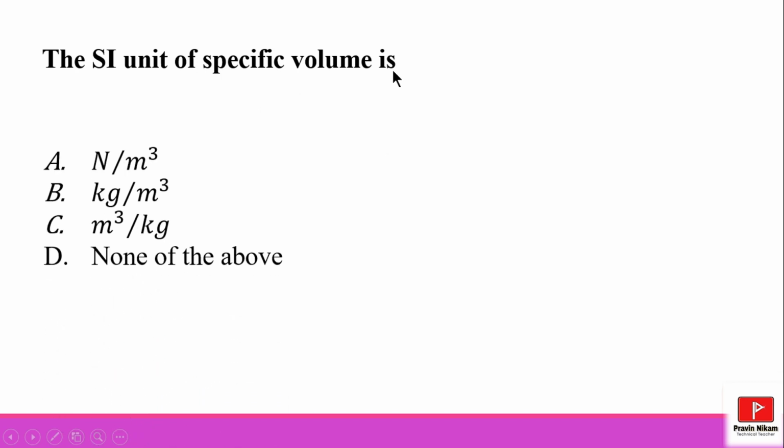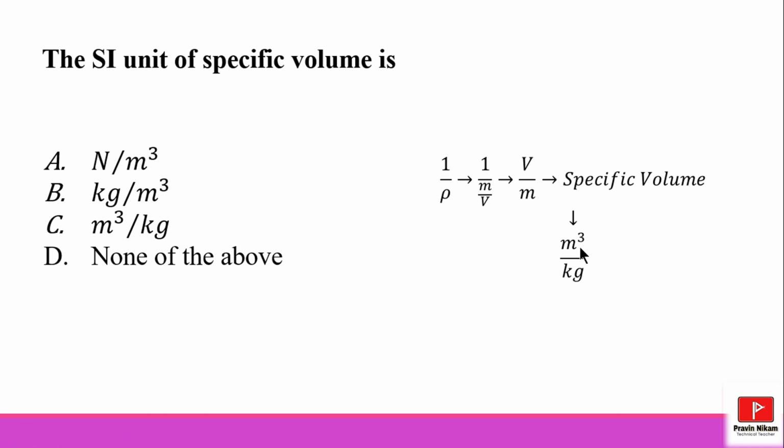Now we know the formula for specific volume is V divided by M. Specific volume small v is equal to capital V divided by M. Capital V means volume, M means mass. The unit of volume is meter cube and the unit of mass is kg. So the SI unit of specific volume is meter cube per kg. So option C is the correct option.